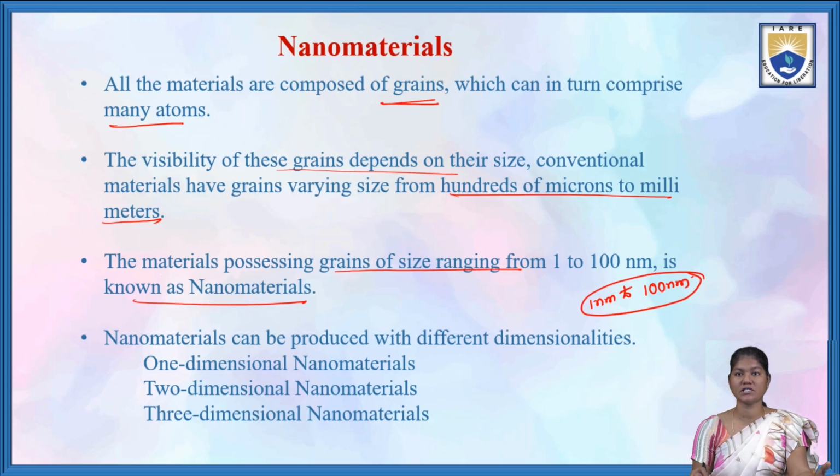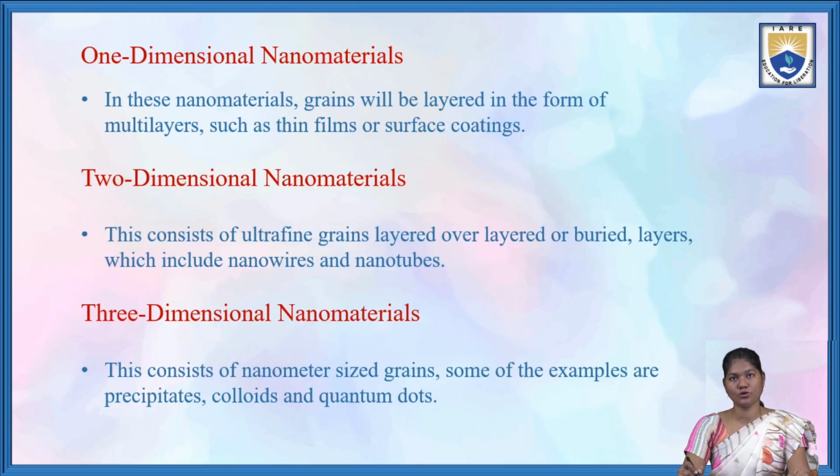So nanomaterials can be produced with different dimensionalities, that is one-dimensional nanomaterials, two-dimensional nanomaterials, and three-dimensional nanomaterials. Coming to the one-dimensional nanomaterials, in these materials grains will be layered in the form of multi-layers, such as thin films or surface coatings.